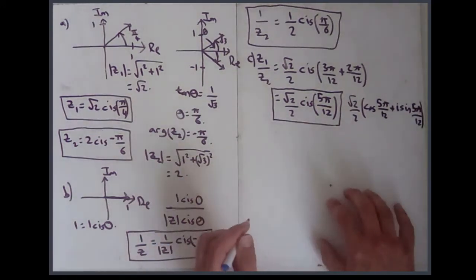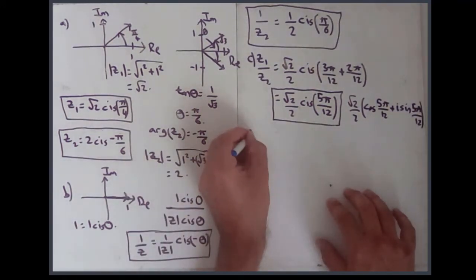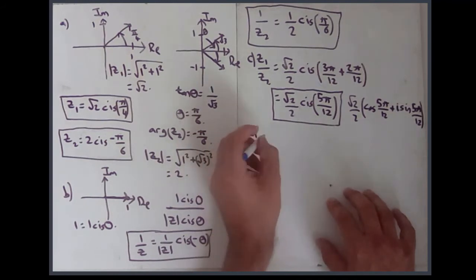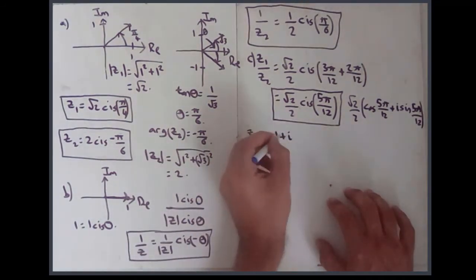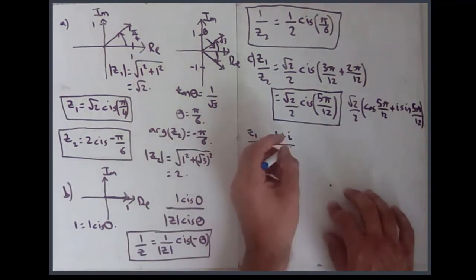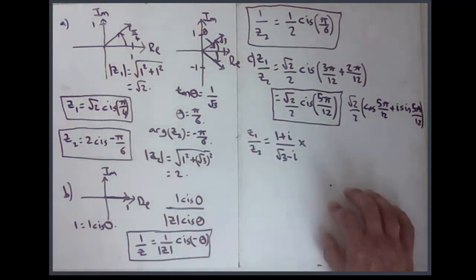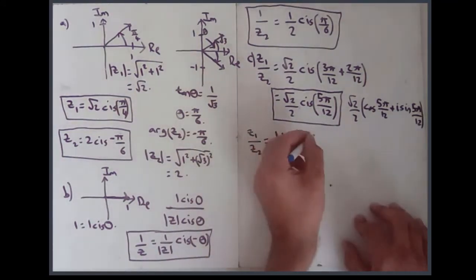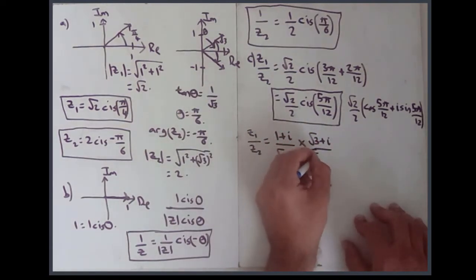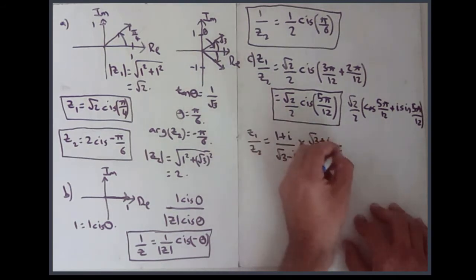So I'm going to do Z1 over Z2 in Cartesian form. So Z1 over Z2 also equals, well, Z1 was 1 plus I, and Z2 was root 3 minus I. So if we want to do this division in Cartesian form, we're going to multiply it by the conjugate of the denominator over itself. So root 3 plus I over root 3 plus I, okay?